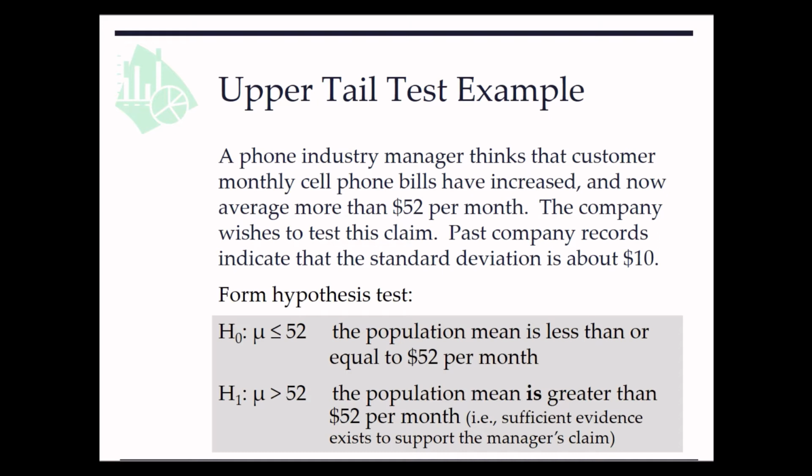A manager thinks that customer monthly cell phone bills have increased and now average more than $52 per month. The company wishes to test the claim. Past records show that the population standard deviation is about $10. So here we have H0: mu less than or equal to 52, H1: mu greater than 52.